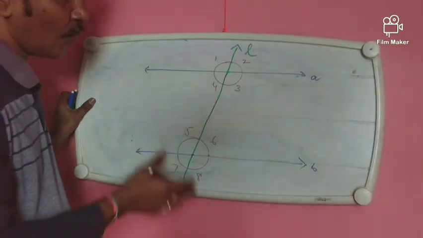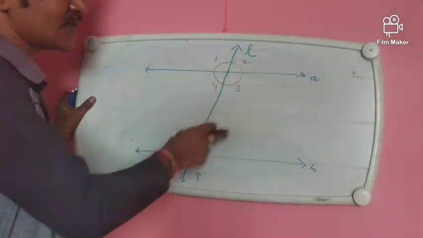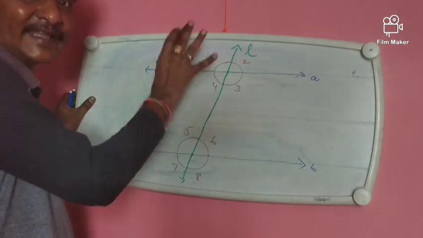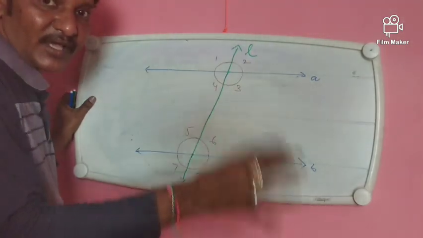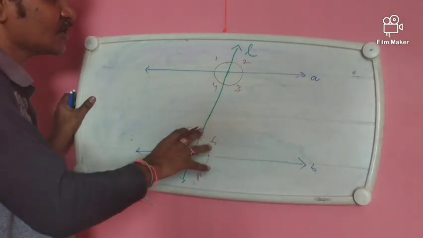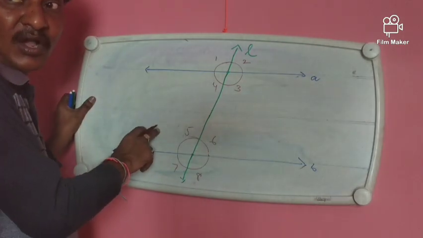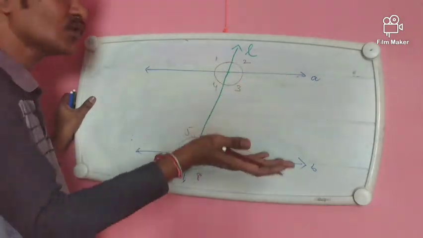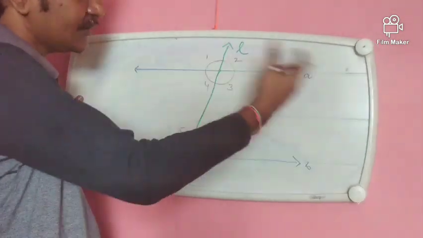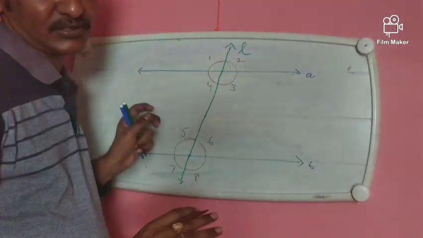Finally, when a transversal intersects two lines in a plane, a total of 8 angles are formed. Now we are going to discuss the relation between these pairs of angles, how they are formed, what their names are, and what their properties are. We will discuss with different figures and examples also. Okay children?